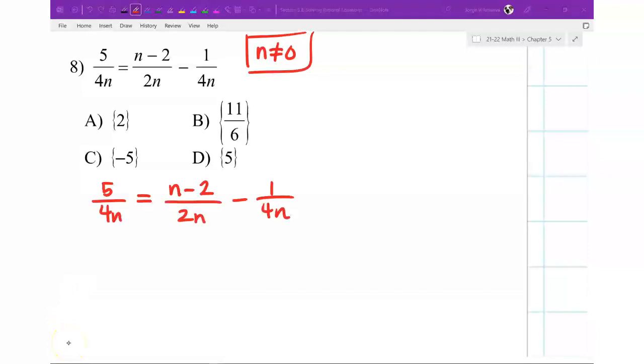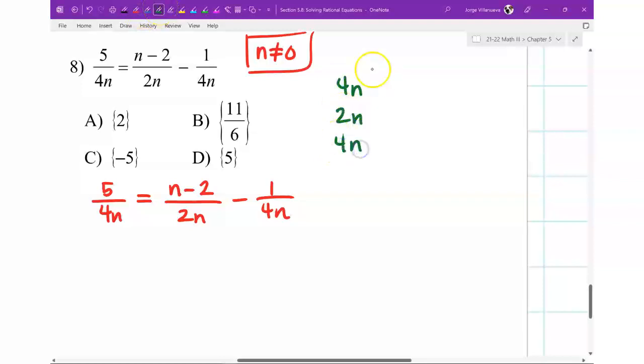I wrote the problem up there for us, right? 5 over 4n equals n minus 2 over 2n minus 1 over 4n. I'm going to write down my denominators here, and I just want to write my least common denominator. Now, we see a 4, a 2, and a 4. And I told you guys what you could do is you find all the numbers that are different and multiply them out, right? So 4 times 2 would be 8, correct? The best number to actually do, your LCD is actually 4n, but if you use 8n, it's still okay.